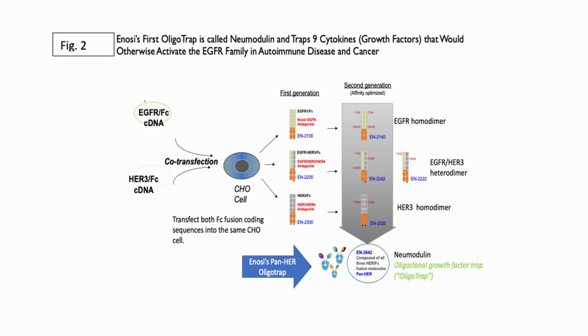Figure 2 shows the assembly of the ligand trap. One component is the EGF receptor extracellular domain fused to Fc. The other component is the HER3 extracellular domain fused to Fc. These are co-transfected, co-expressed in CHO cells, which results in the 2 homodimers, the EGF receptor homodimer shown at the top, and the HER3 homodimer shown at the bottom, and the heterodimer, which is shown in the middle.